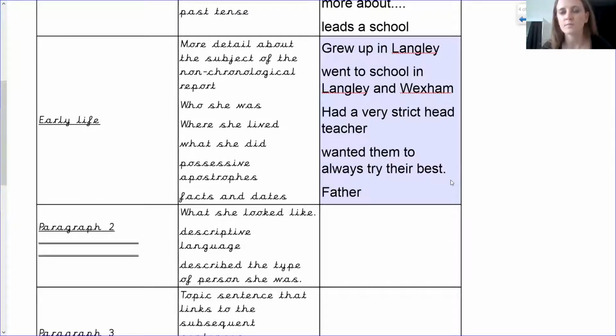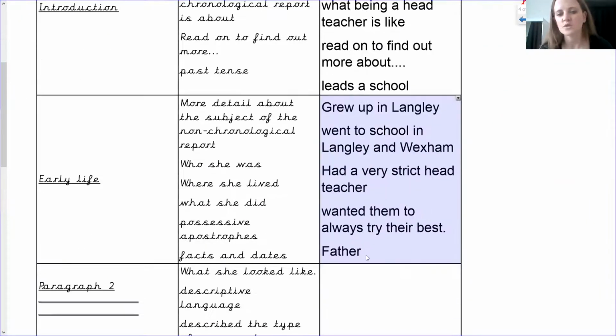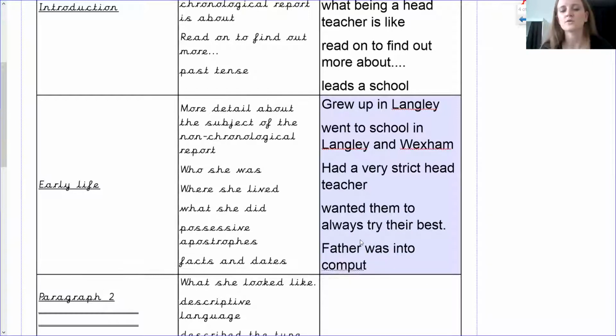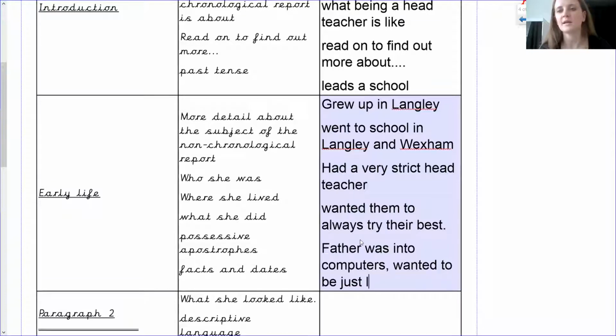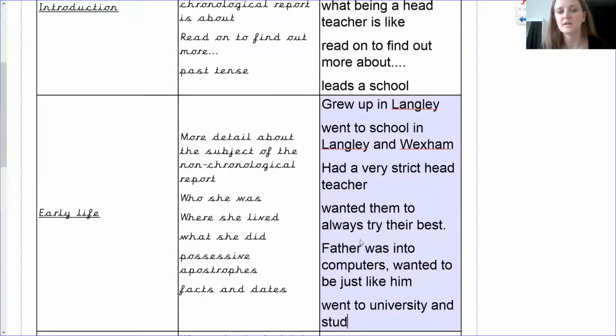What did we write about his computers? We wrote, father was into computers, and she wanted to be like him, to computers, wanted to be just like him. And then we could say went to university and studied. It's important that we get the facts right, so we need to make sure that we get what she studied.